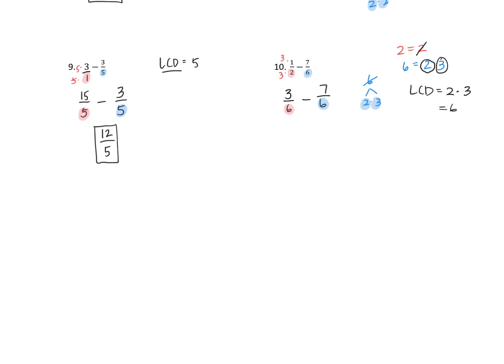So 3 minus 7 is -4/6. These do have a common factor of 2, so I'm going to divide out the 2 from both the numerator and denominator and get -2/3.